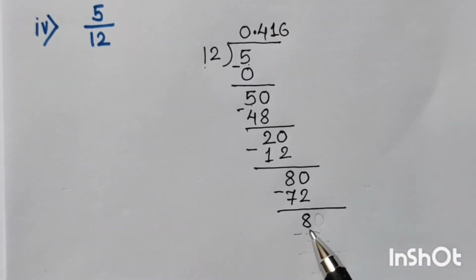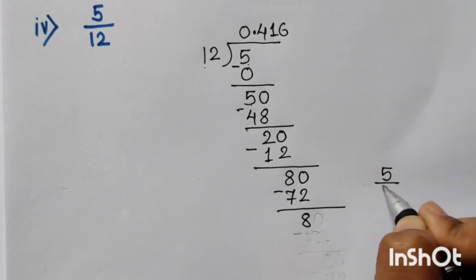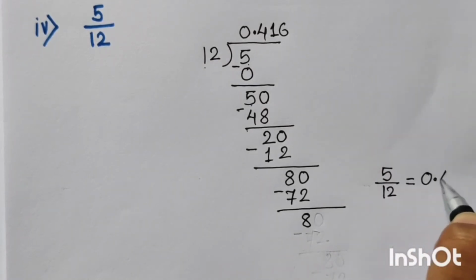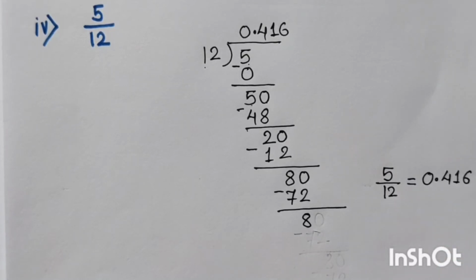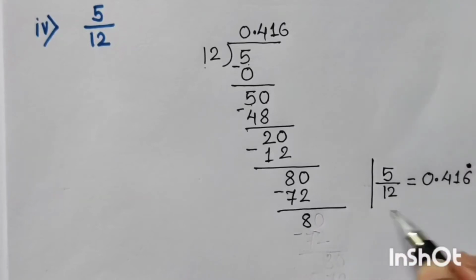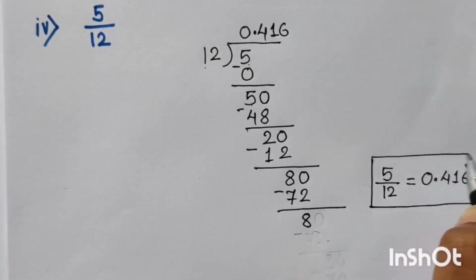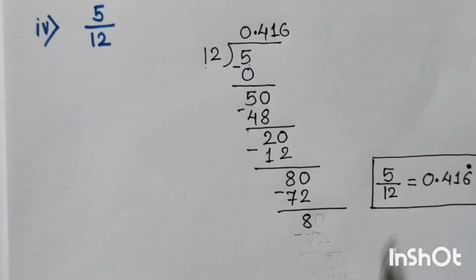Okay. So this is the answer. We should not solve after this, because if you solve, the same steps will be coming again and again. So do not solve after this. We have to stop here only and write the answer. 5 upon 12 is equal to 0.416. Now this 6 is recurring. Recurring means it is coming again and again, and that's why on the top of this 6 we will put a point. It means 6 recurring. Okay. So 6 is recurring, and this decimal form is known as non-terminating decimal form.